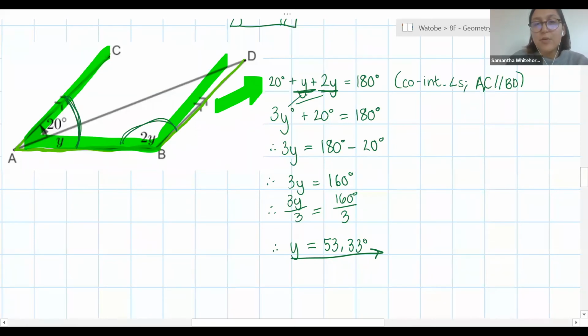So that's where the 3y comes from. And then I've got 3y plus 20 equals 180. Because I'm solving an equation, I need to use my inverse operations. That's why I've subtracted 20 on both sides. And then remember, I have 3y equals 160, but I still need to divide both sides by 3. And once I divide 160 by 3, I get 53.33 degrees. Big screenshots.